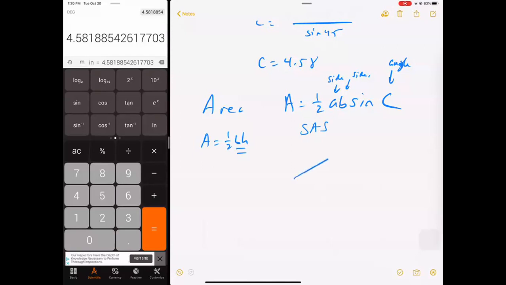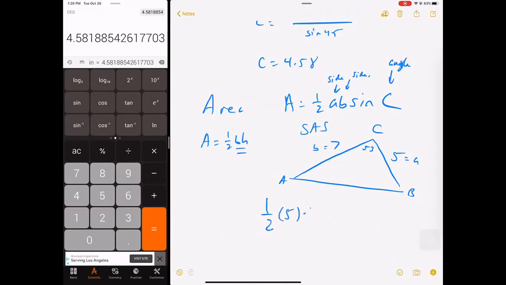height. Now, for this triangle, if I give you 5, 7, and the angle 53, call this A, call this B, and that means this angle has to be C, because side, angle B is here, angle A is here, so it's SAS. If it's like this, you just plug into the formula, 1/2 times 5 times 7 times sine of 53, and that's all just calculator work.